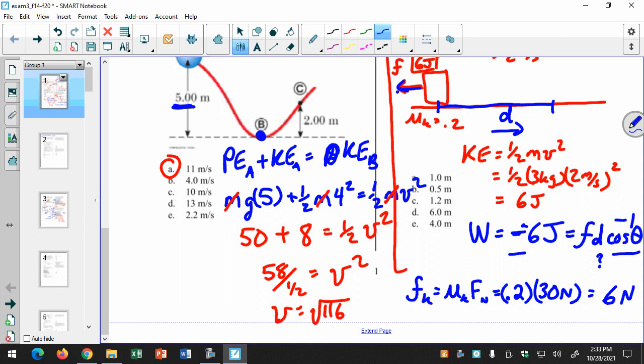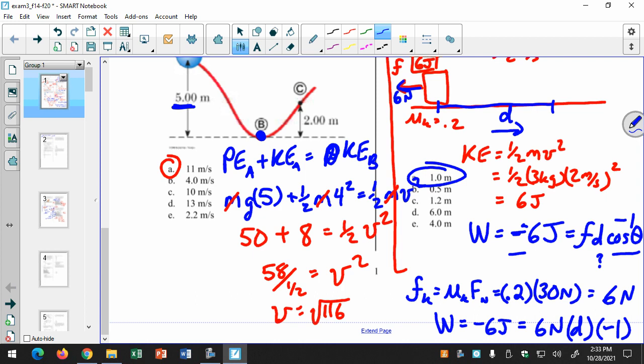So I have a force of 6 newtons acting over a distance of, well, I don't know what. I can figure out the work done. So I have work is equal to minus 6 joules. That's equal to 6 newtons times a distance of, I don't know, times negative 1. So that means that my distance is 1 meter.